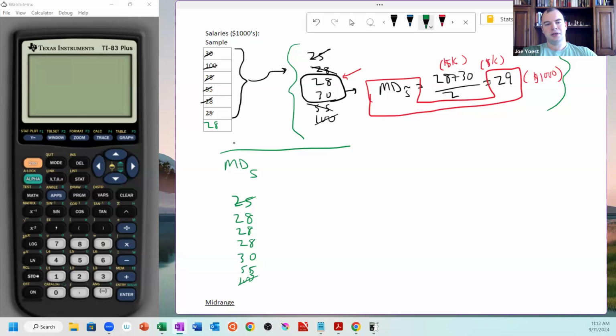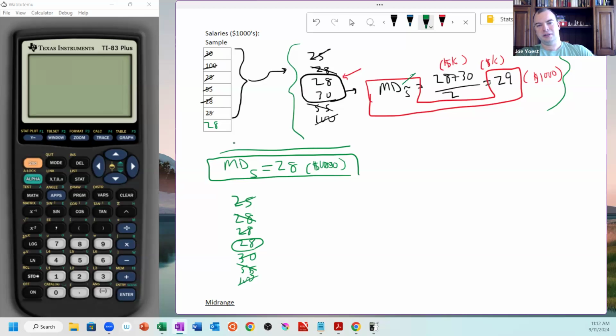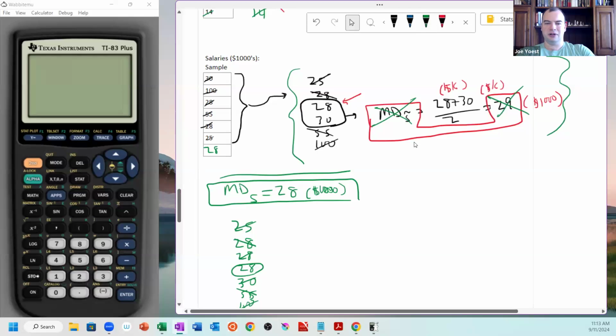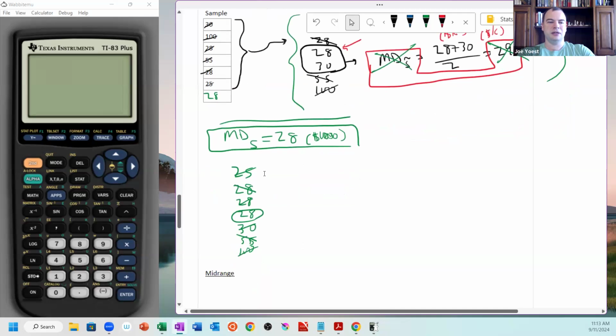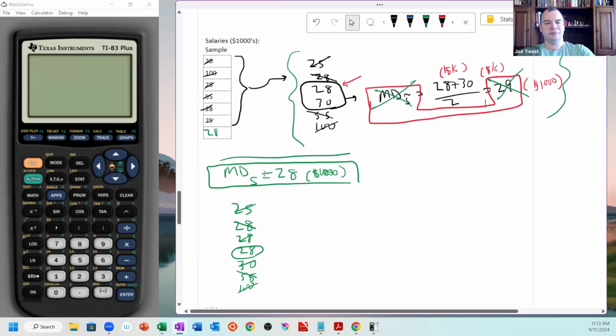And in this case, cross 100 off with 25, 55 with 28, 30 with another 28. In this case, I have an odd number of data points. I'm just left with 28 in units of $1,000. So just so I don't forget later on, I'm going to cross this out. That was just an example for what to do if you have an even number of data points. But just so that when I'm referring back, I don't grab the wrong one, I'll cross out that one. And this is the median for the original salary data.